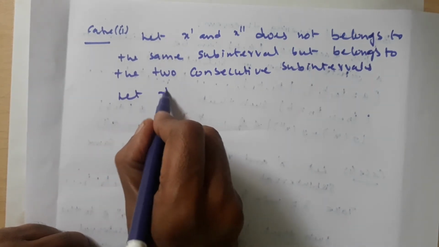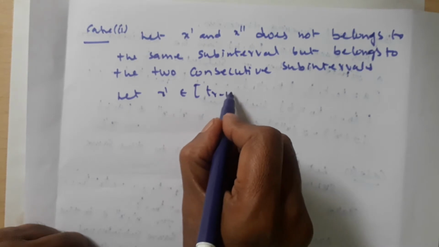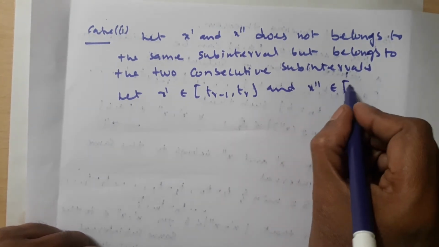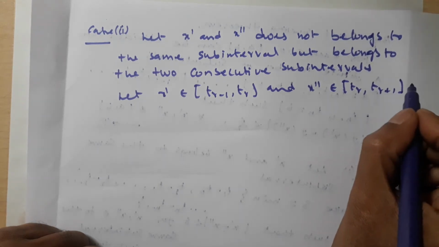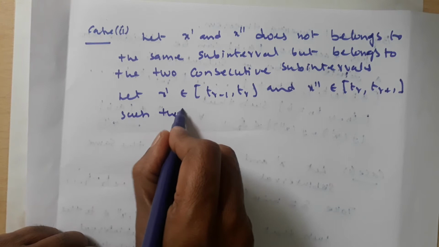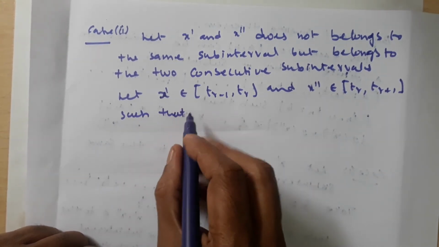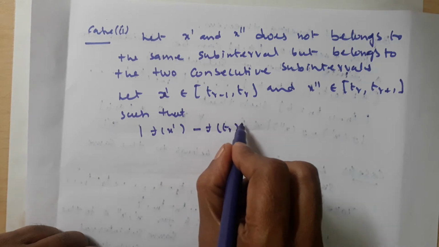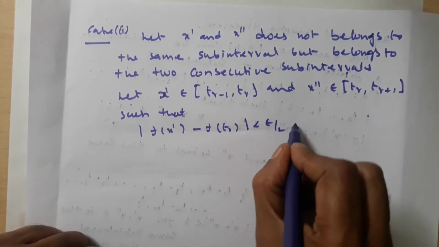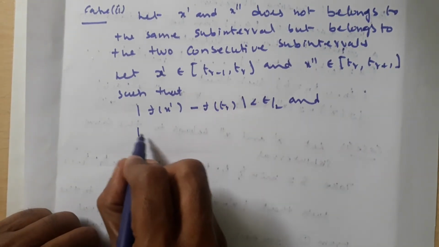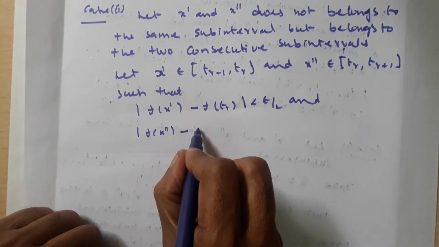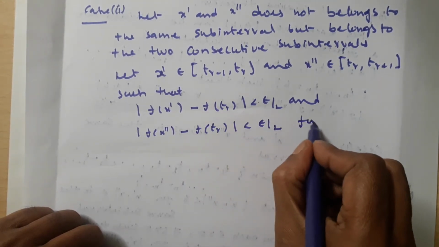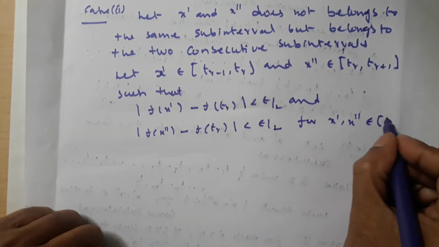Suppose x' belongs to the closed interval [t_{r-1}, t_r], and x'' belongs to the closed interval [t_r, t_{r+1}], such that |f(x') - f(t_r)| < epsilon/2, and the second, |f(x'') - f(t_r)| < epsilon/2, for x', x'' belonging to the closed interval [a, b].